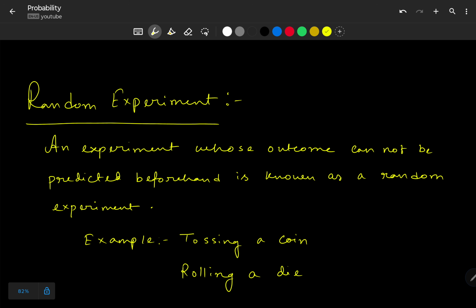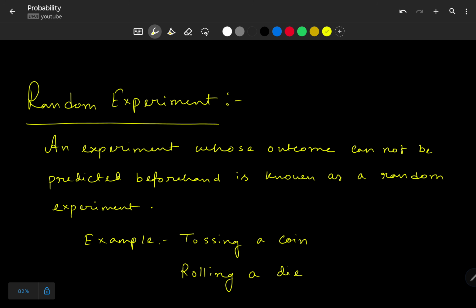For example, if we toss a coin, then we will get an outcome that is either a head or a tail, but before tossing that coin, we don't know which outcome we are going to get, but we know what the possibilities of the outcomes are. So, this type of experiment where we don't know which outcome we are going to get is known as random experiment. The next example is rolling a die.